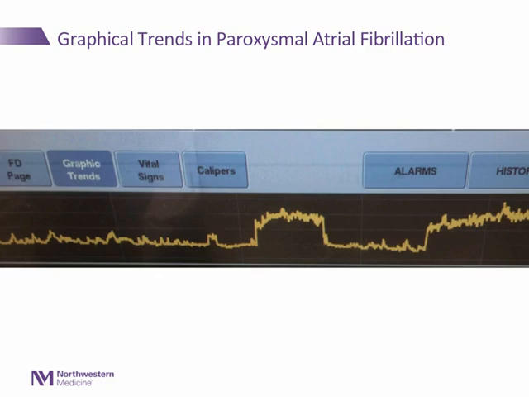In this patient with paroxysmal atrial fibrillation, notice the difference between the thin trend line during sinus rhythm and the thickened baseline during the 2 episodes of atrial fibrillation. Notice also that each episode begins with an abrupt increase in heart rate.